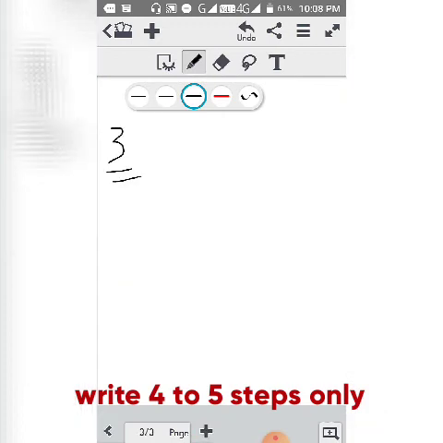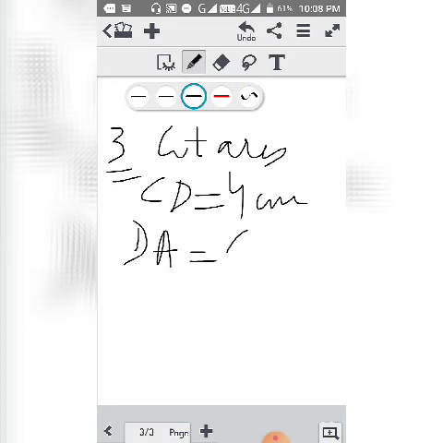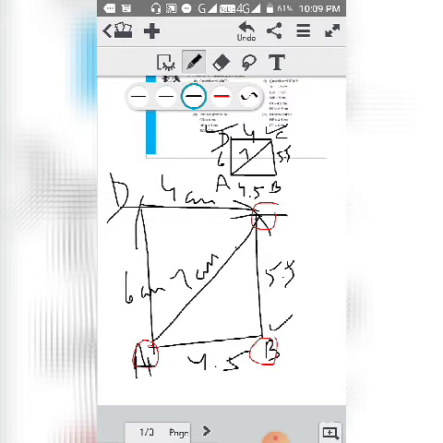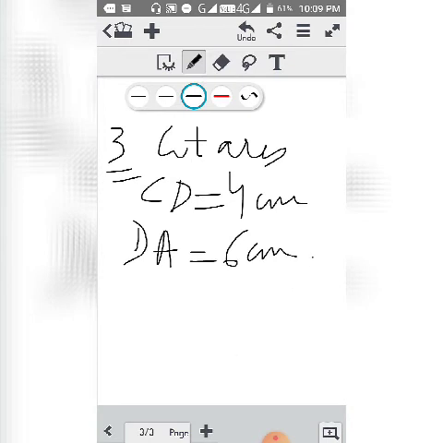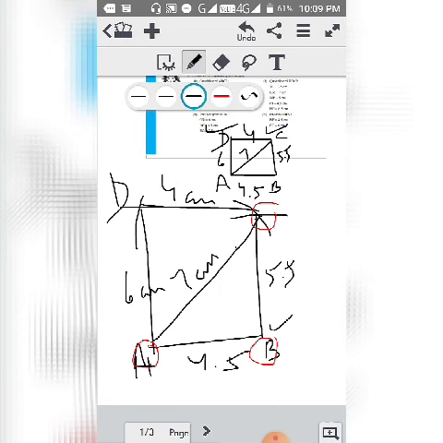now since we are not drawing, you will write cut arcs CD is equal to 4 centimeter and DA is equal to 6 centimeter. We have drawn this. After that we made this and joined them. We made the arc and then we write and we join them. After this, when you join, the figure was made.